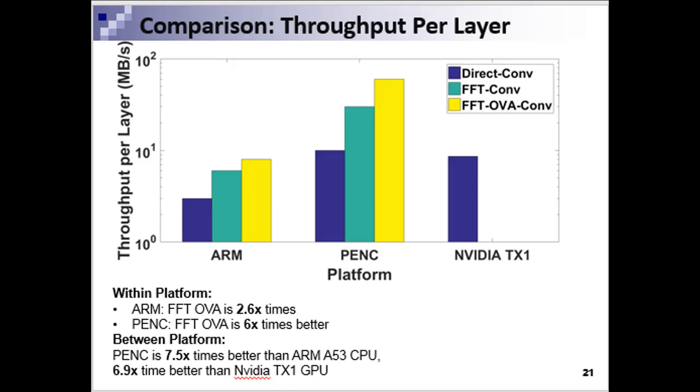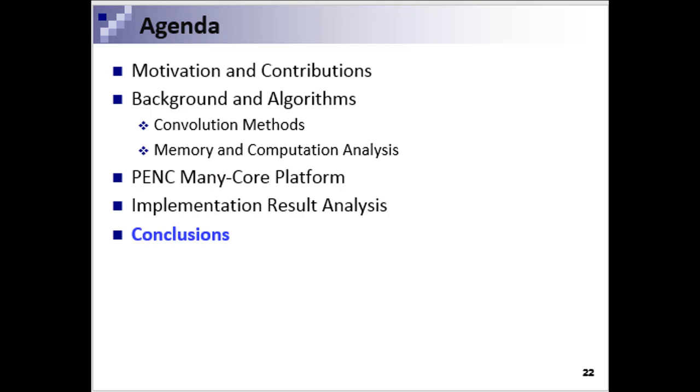In terms of throughput per layer, within ARM, FFT OVA is 2.6 times better, and inside PENs, FFT OVA is 6 times better. Between platforms, PENs is 7.5 times better than ARM and 6.9 times better than the NVIDIA TX1 GPU.